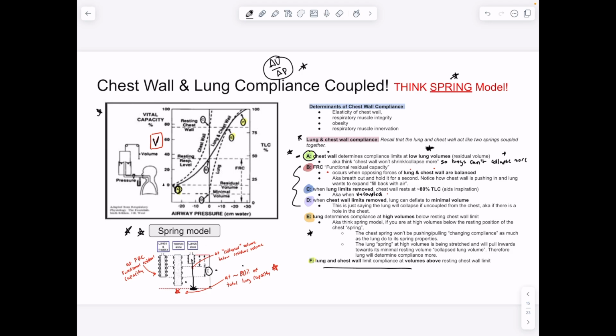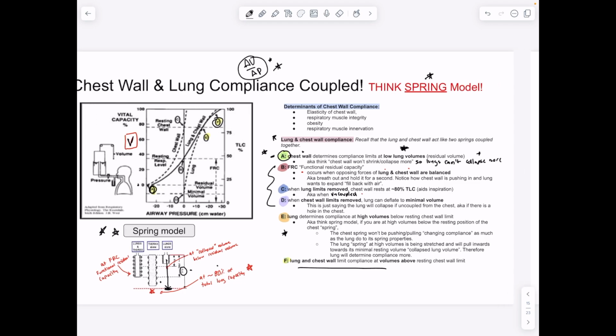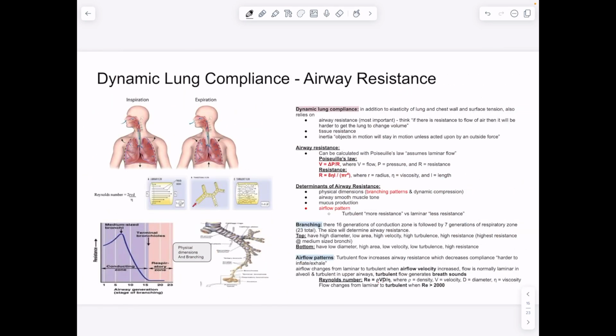You're completely limited up here by the combination of the lungs and the chest wall. Neither of us is going to get any bigger, so for any change in pressure, we're not going to have additional change in volume. All right, so that's basically what the slide is saying in a weird way. Okay, then we have dynamic lung compliance.